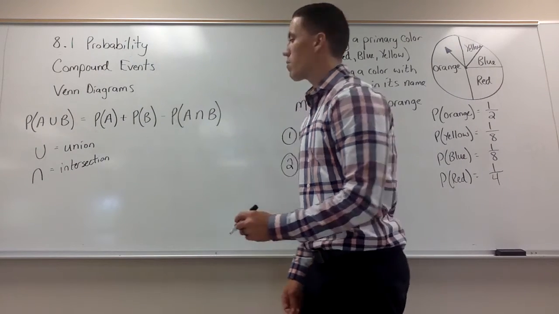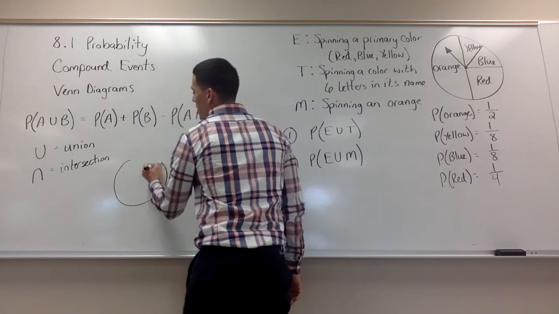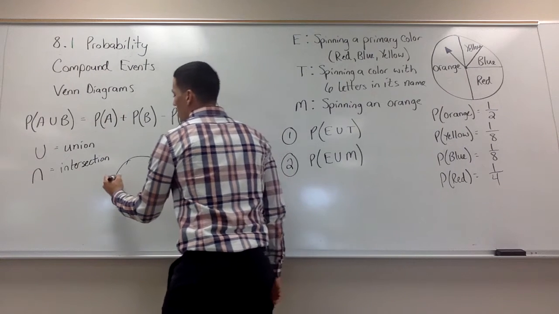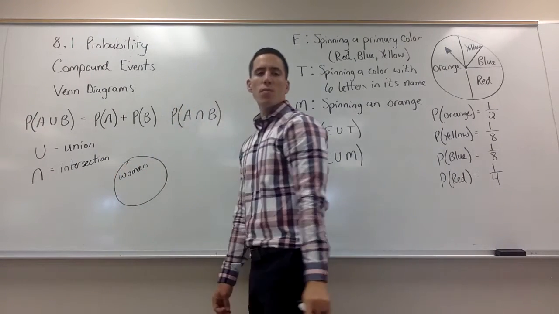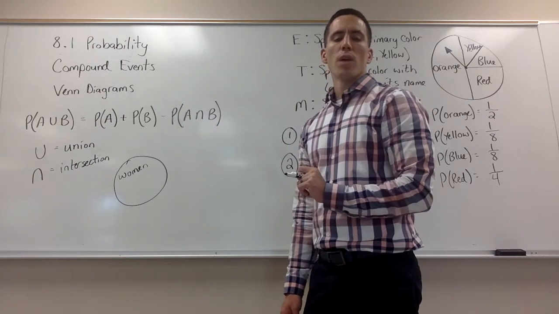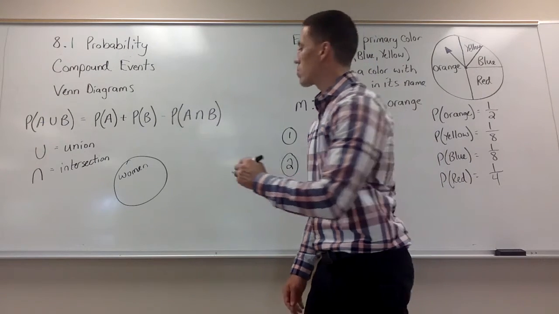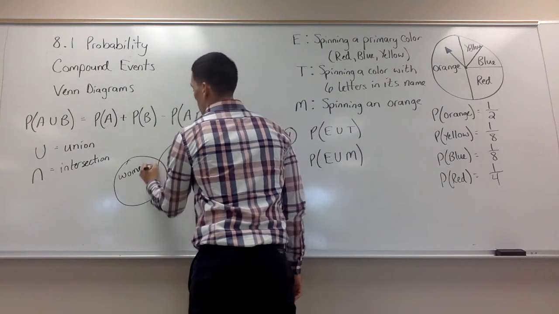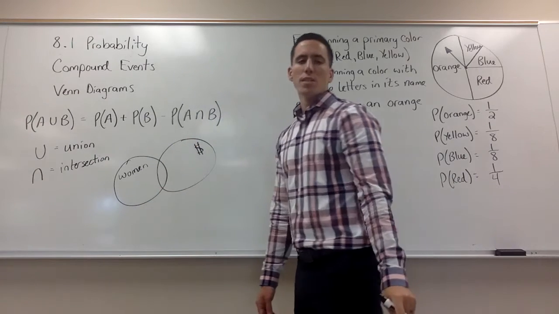So let's take a look at a Venn diagram. Let's say that this circle represents all of the women in the world. I'm going to draw another circle that represents all of the people in the world who are millionaires. To represent that, I'm just going to put a money sign.